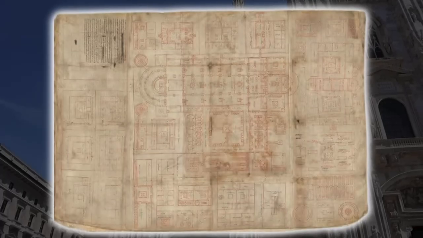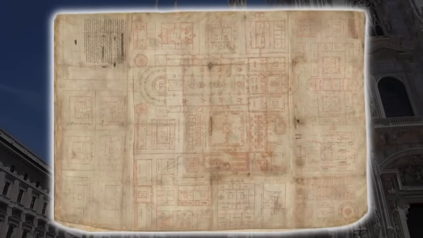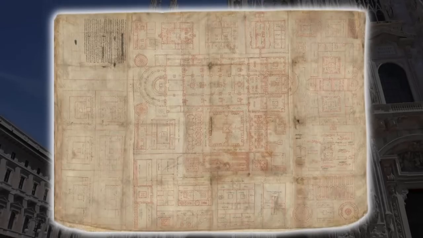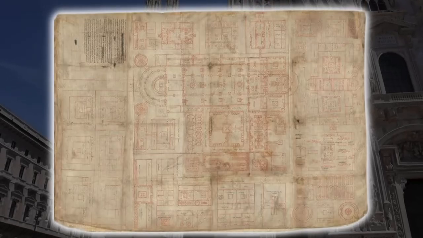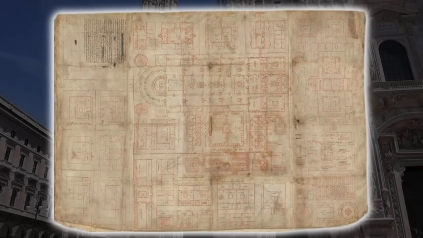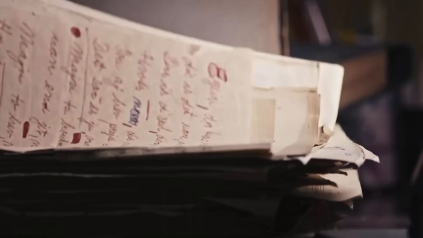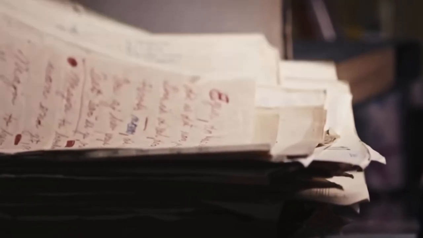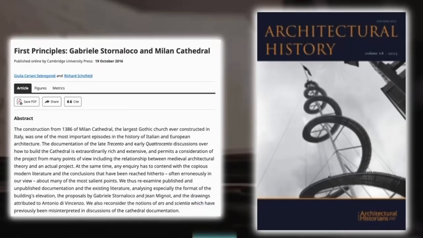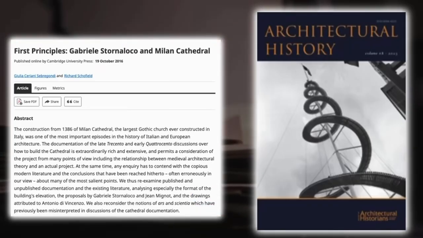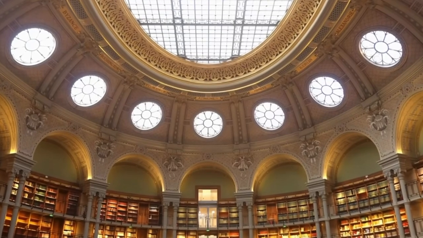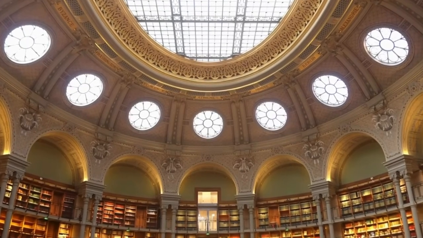That document is the earliest written record we have of a medieval cathedral's proportional design being negotiated on the worksite by professional builders. The architectural historians Sebregondi and Schofield documented the surviving correspondence in a 2016 article in the Cambridge journal Architectural History. The most famous surviving evidence of how this was done sits in the French National Library in Paris.